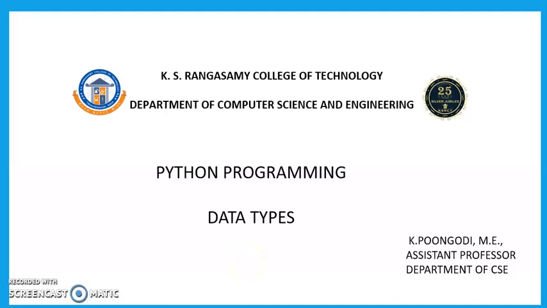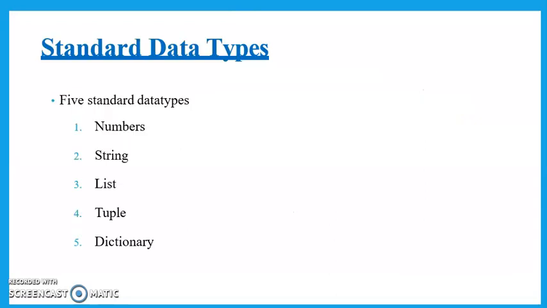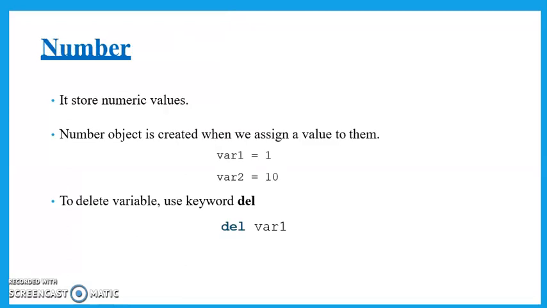Welcome to this lecture. In this lecture, we are going to see Python programming data types. In Python, there are 5 different data types available. The first data type is numbers, second one string, third one list, fourth one tuple, and fifth one dictionary.